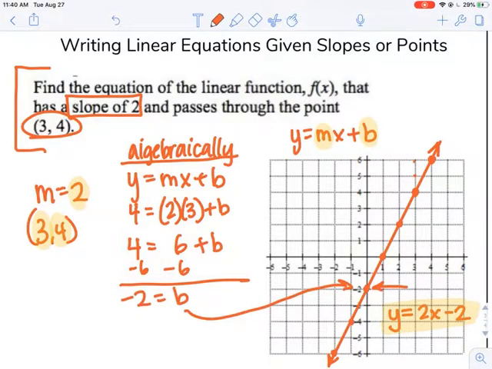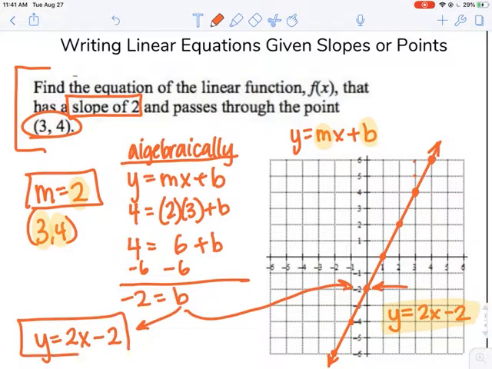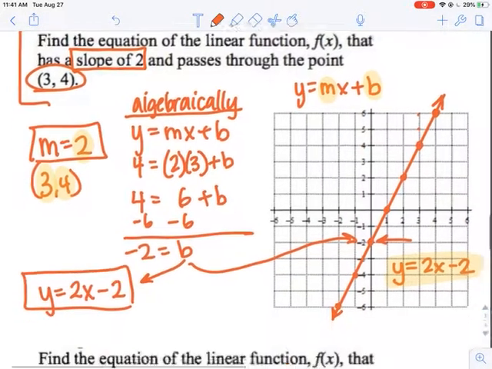So that means that we have y equals, my slope as always has been 2x, and then minus 2 is my y-intercept, which means the equation is y equals 2x minus 2. So we'll try the next one algebraically only, and then we'll check with the graph.